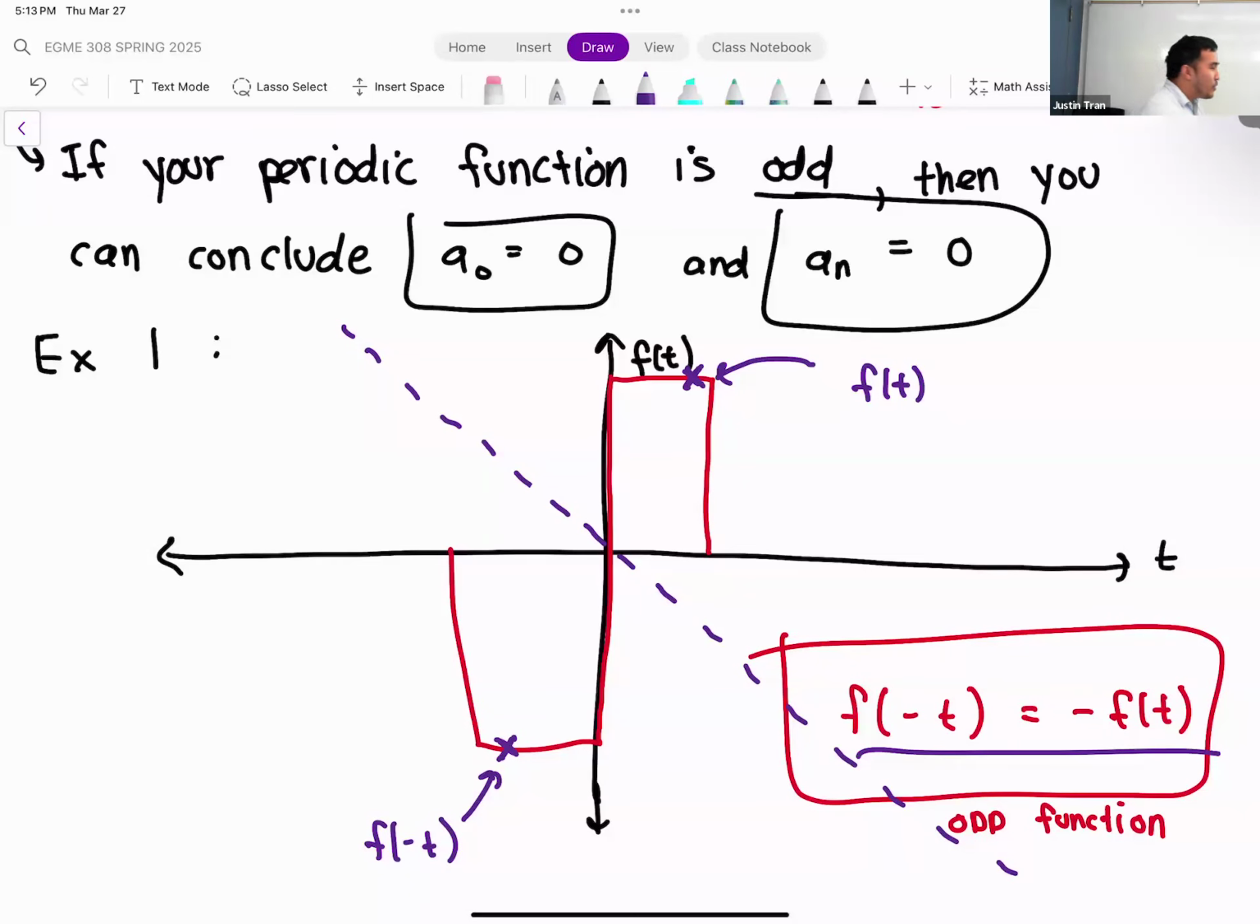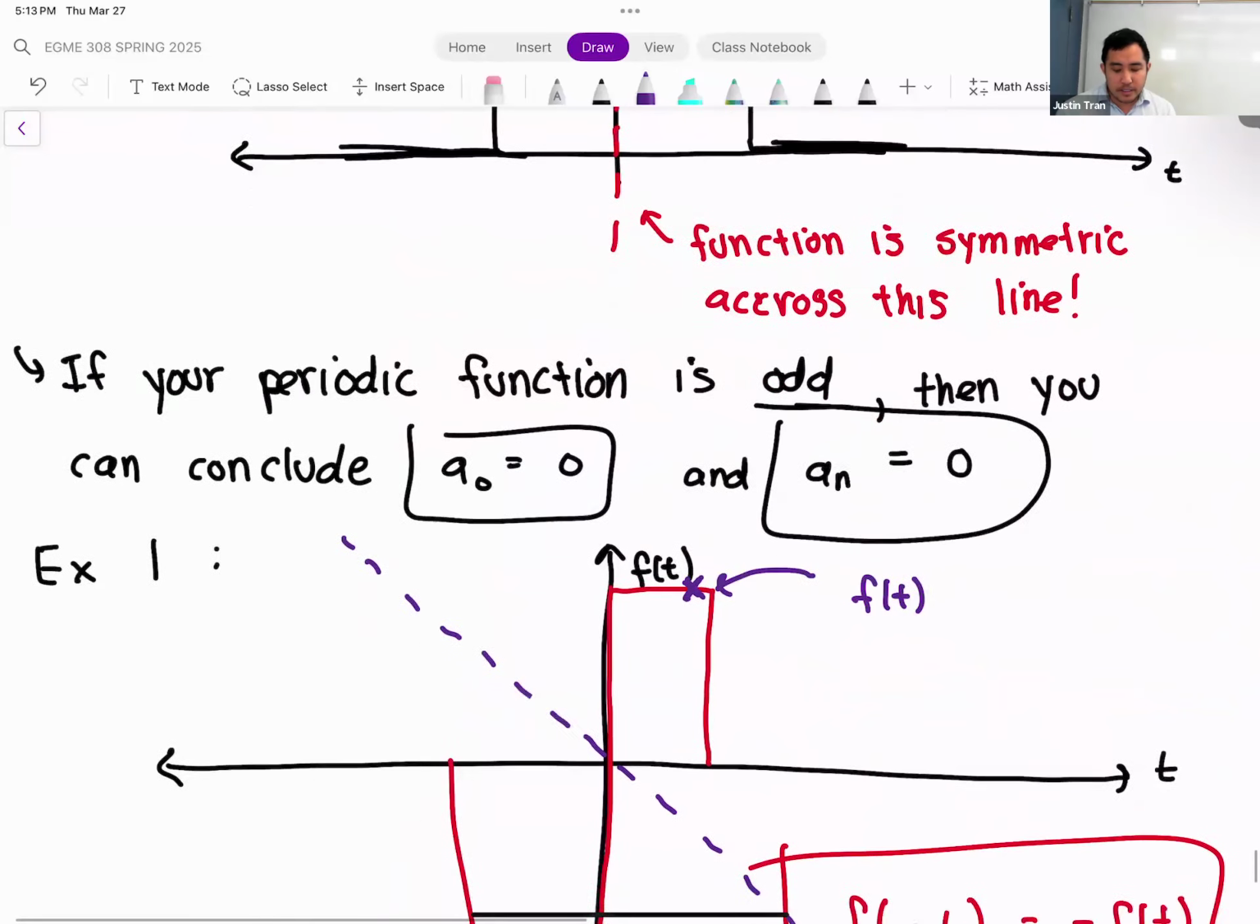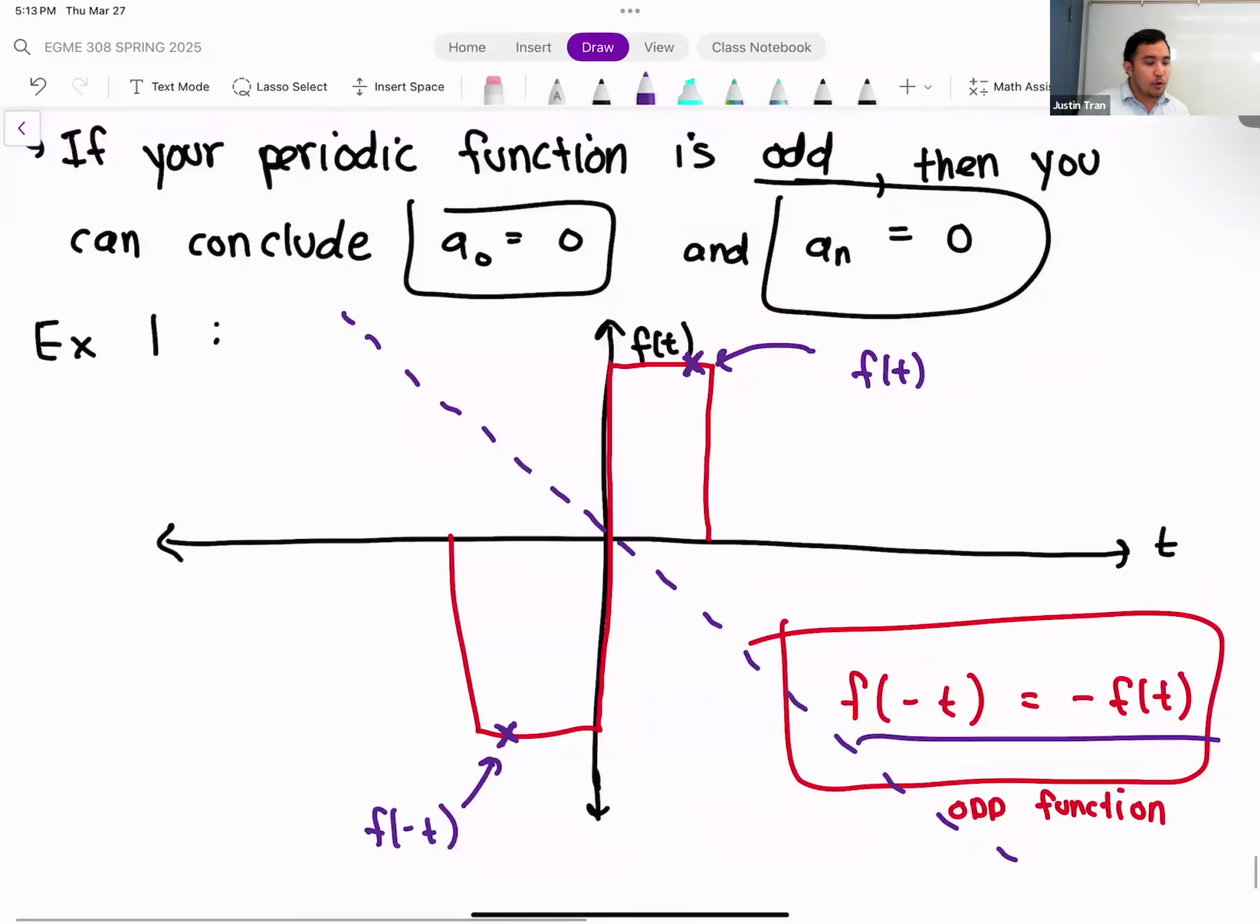Okay. But also, after you see a few of these, you'll start to get some intuition in terms of what's an even function and what's an odd function. And if you compare this to sine and cosine, sine is the quintessential odd function, which corresponds to our bn coefficients. Meanwhile, cosine is our quintessential even function, and that corresponds to our an coefficients. So this theory aligns very closely to that.